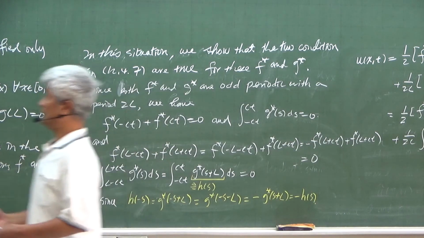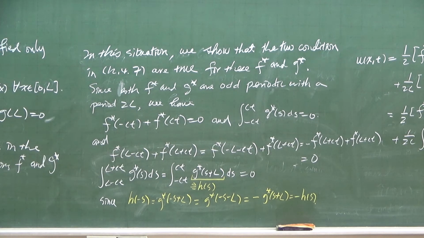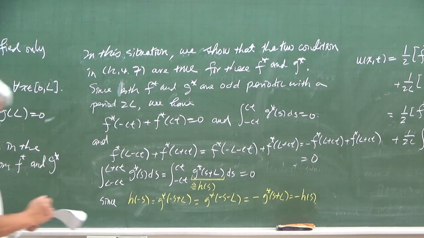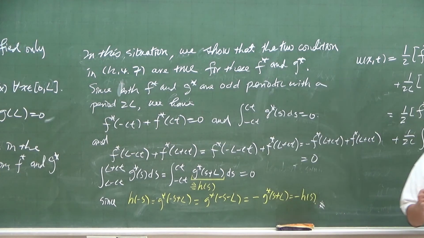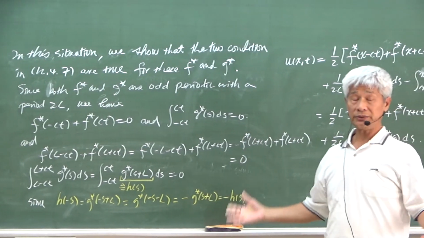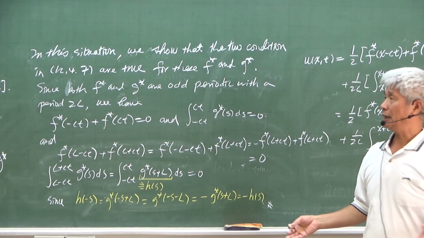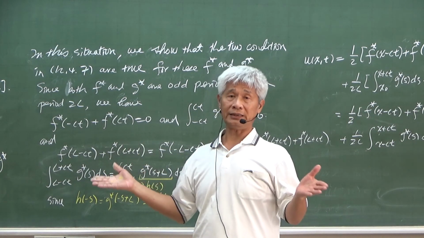Okay, so we prove that if f star and g star are periodic functions with period 2L, then this is 0, this is 0, this is 0, this is 0. So these two identities are satisfied. And we're done. So this is the d'Alembert's solution. So we find a general solution for the wave equation for x in the whole real line.